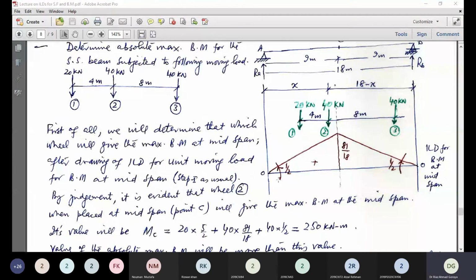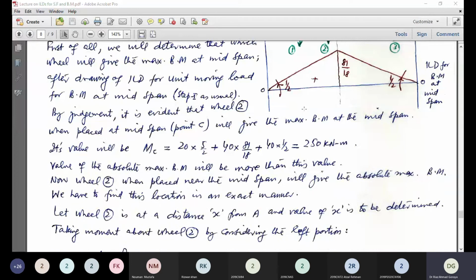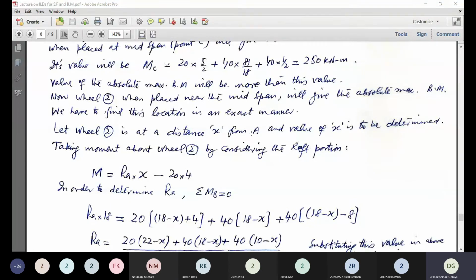This will be RA into x. Now you are taking moment about wheel 2: RA into x minus 20 into 4. RA into x is positive because it is creating tension at the bottom fiber, and 20 into 4 is negative because it is creating tension at the top fiber. Now in this expression, RA is unknown.